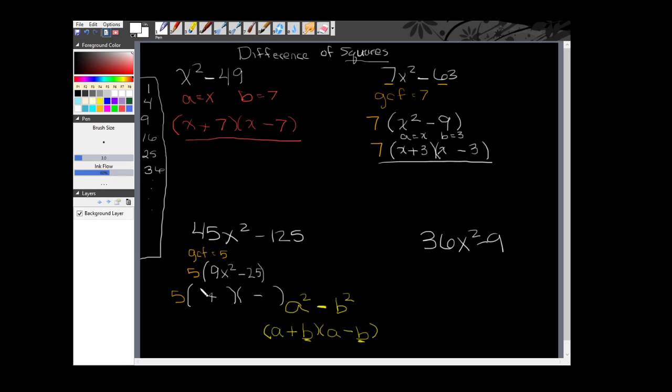My A value, so the thing being squared to make 9x squared, is 3x. My B value here is 5. So in the front of my parentheses, I'm going to put 3x and 3x, and in the back of my parentheses, I'm going to put a 5 and a 5.